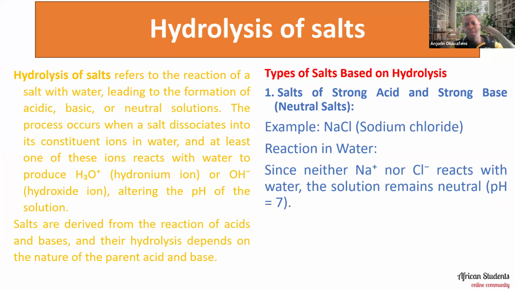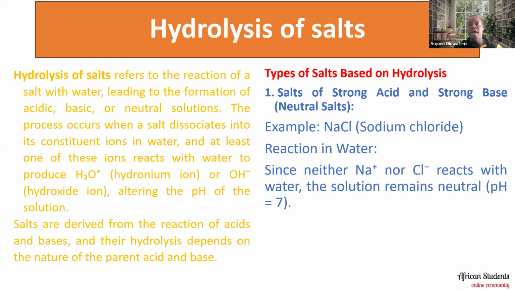So I want to look at the hydrolysis of salts now. The hydrolysis of salt. Hydrolysis of salt refers to the reaction of the salt with water, leading to the formation of an acidic, basic, or neutral solution. Okay. The process occurs when a salt dissociates into its constituent ions in water, and at least one of these ions reacts with water to produce hydronium ion or hydroxide ion, altering the pH of the solution.